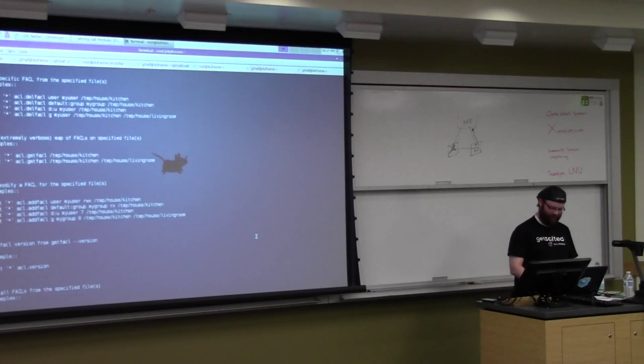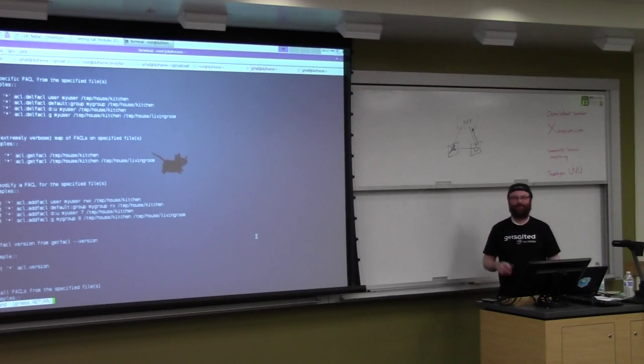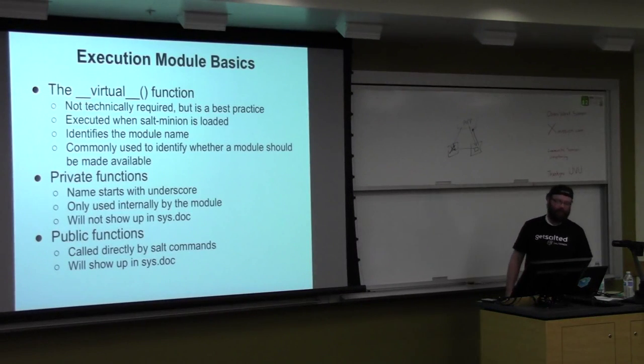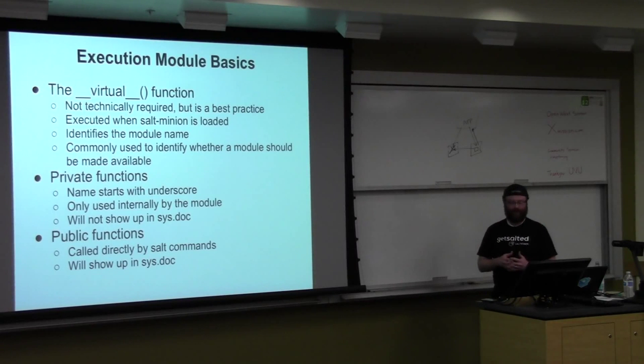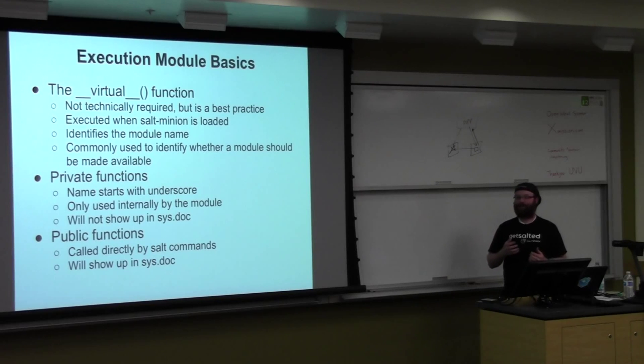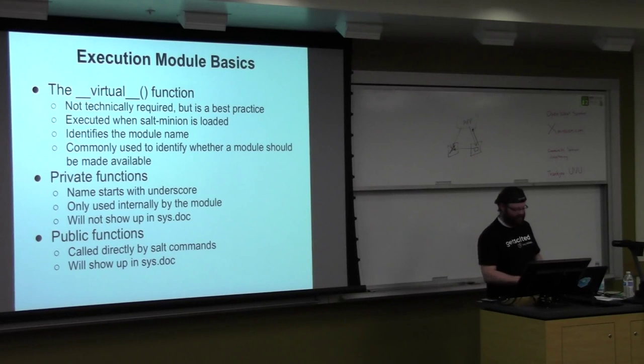You'll notice that if we look through here, there's nothing that starts with underscore. There's plenty of modules in there that start with underscore, but they're not going to show up here. Public functions are the things that are going to show up there. These are the things that we're actually going to call either from the command line, from Salt API, from our salt states, from the various ways that we can call functions.